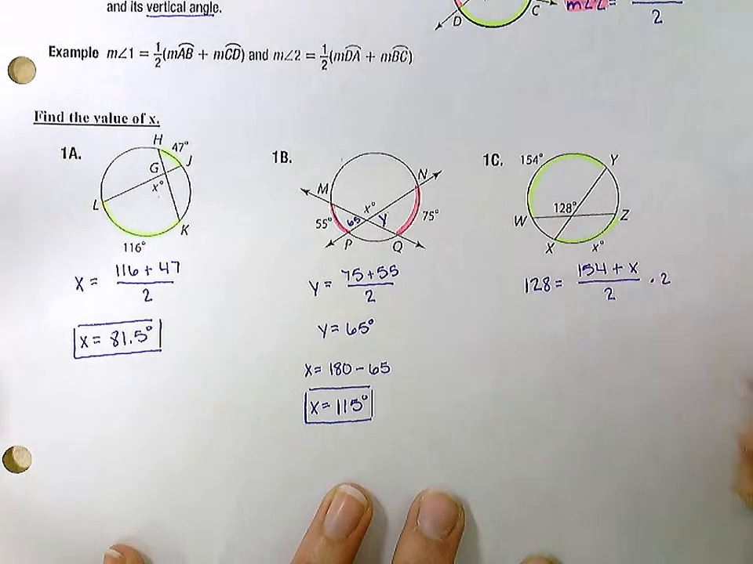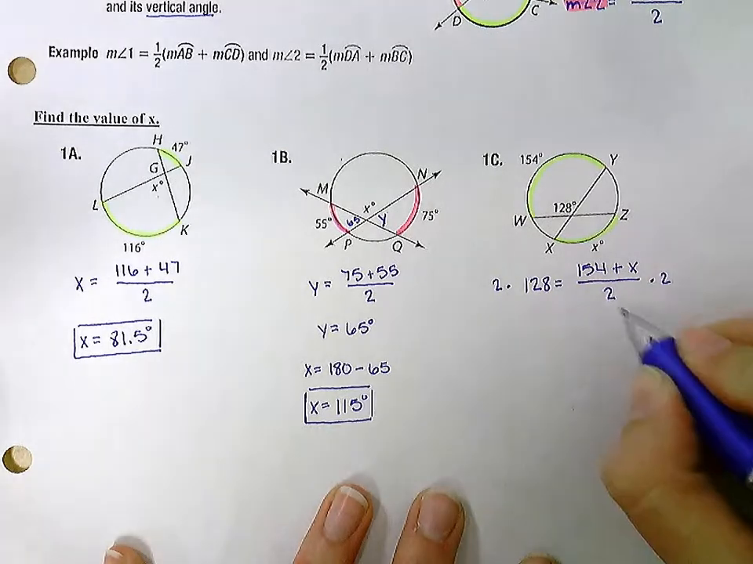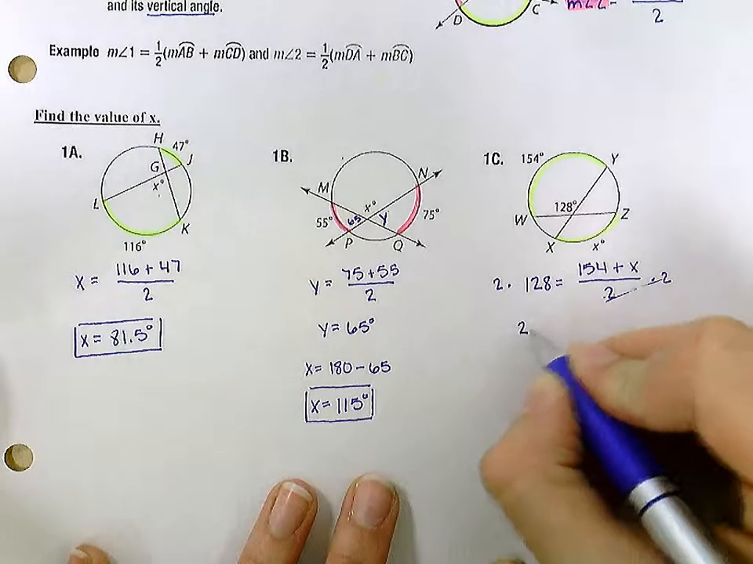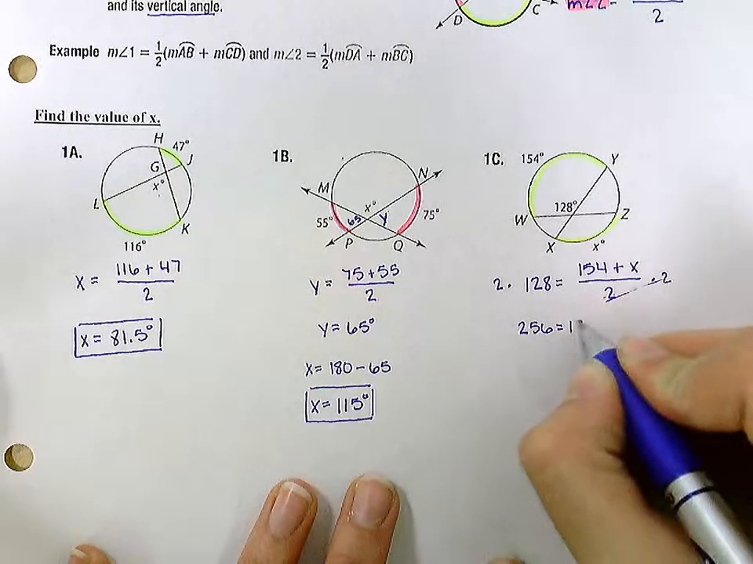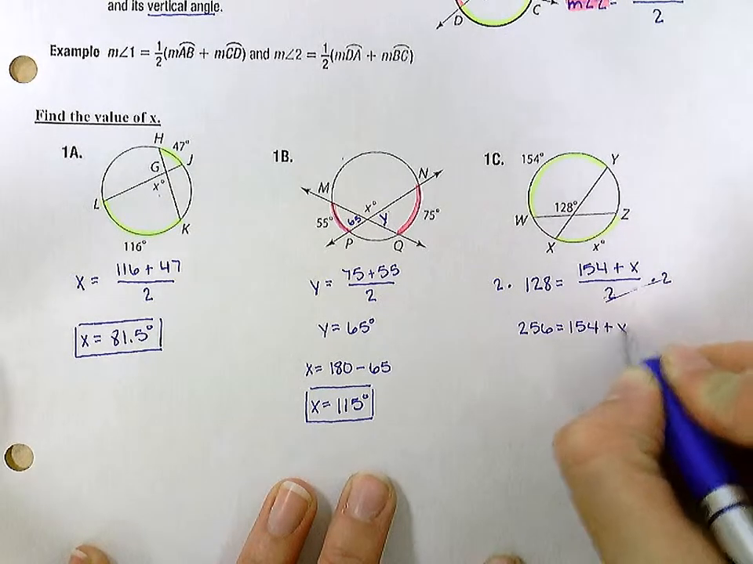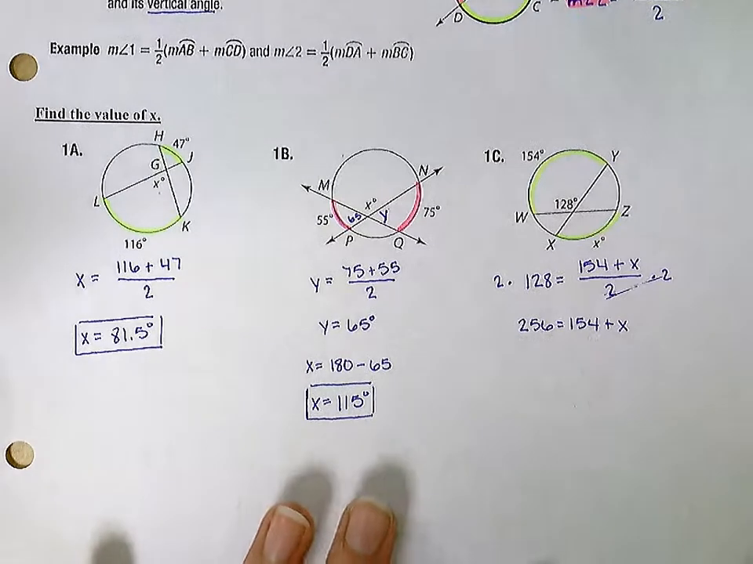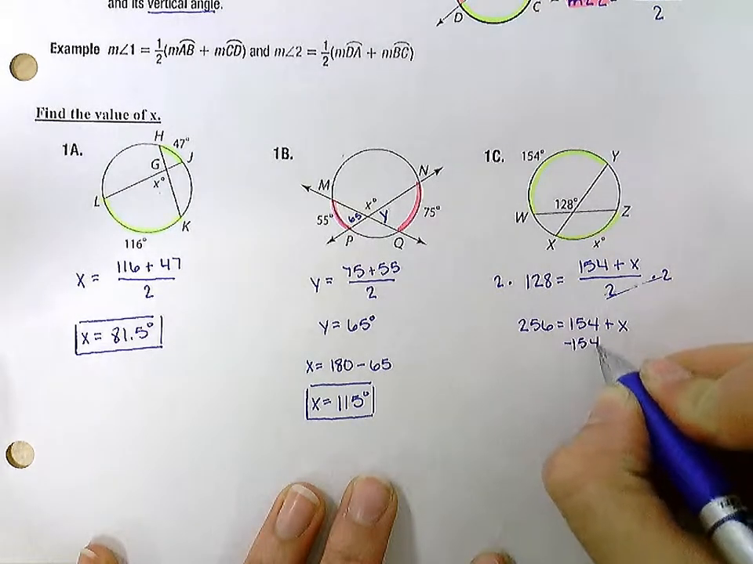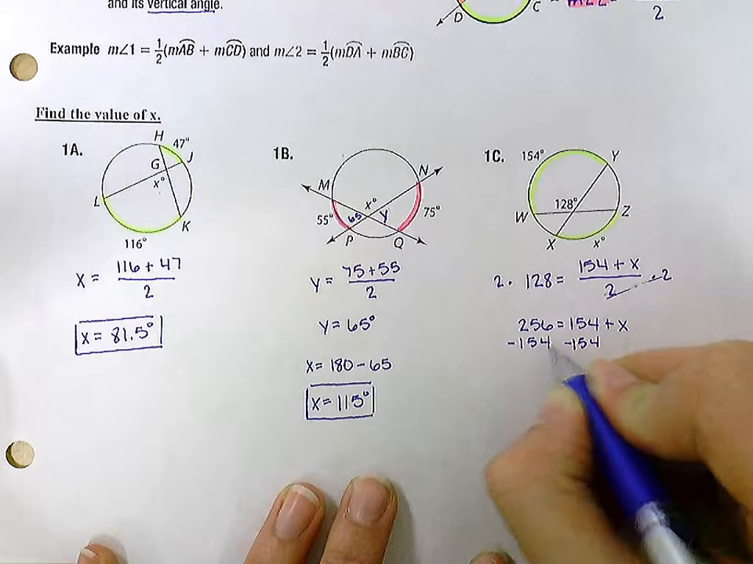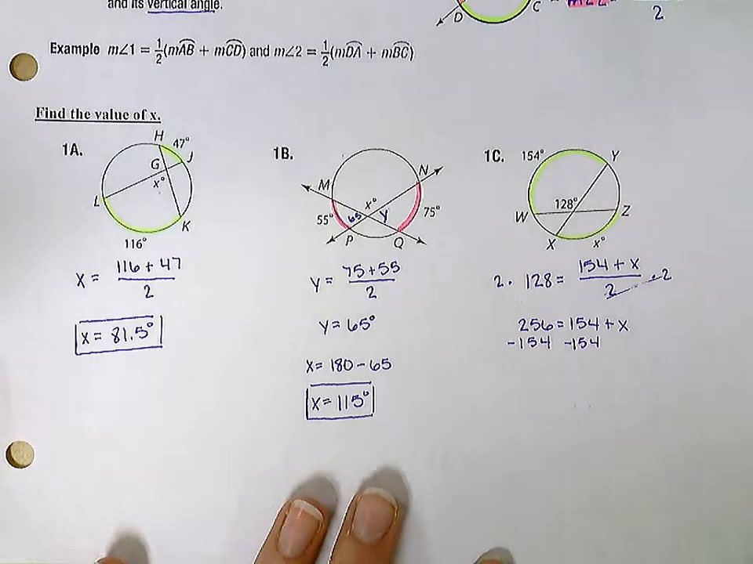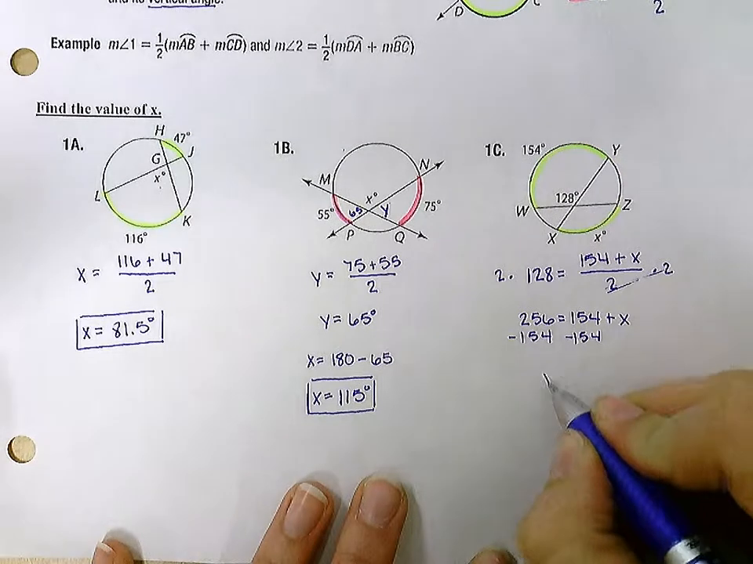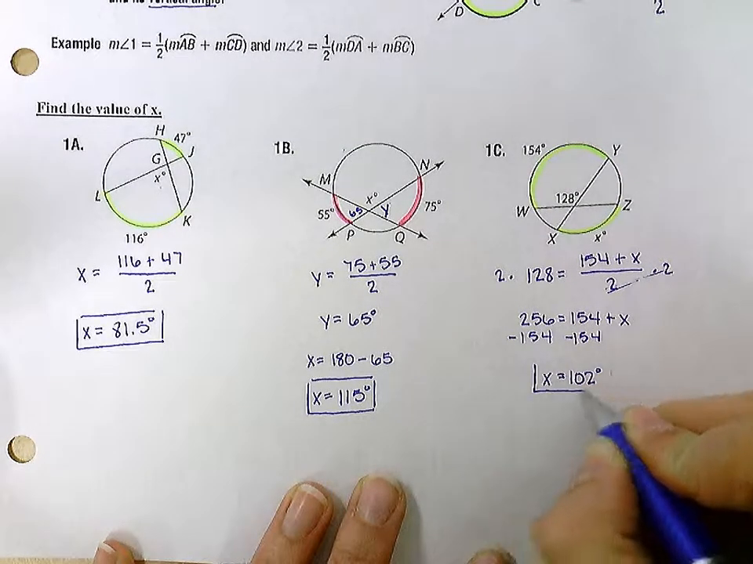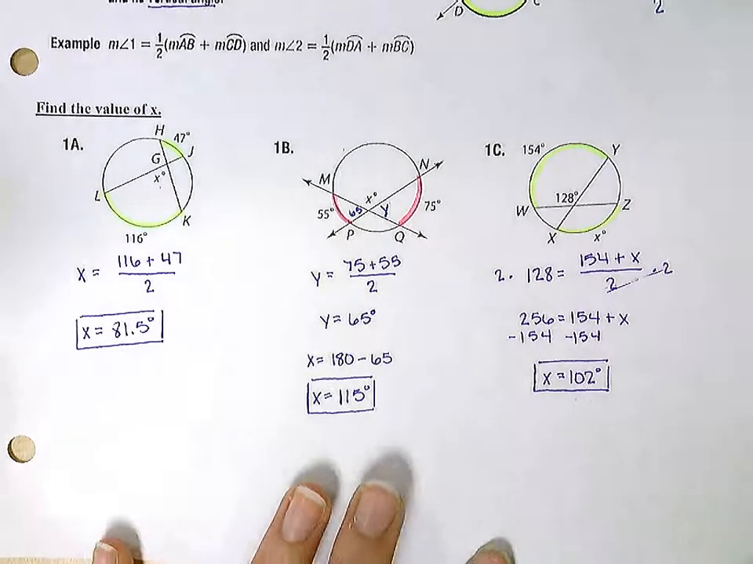So I'm going to multiply both sides by 2 so that they cancel on the right. So I have 256 equals 154 plus X. Subtract 154 from both sides of your equation. So X would be 102.